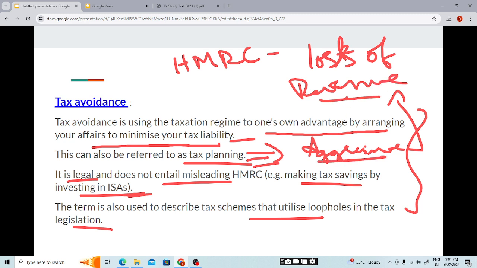We have dealt with the words tax avoidance and tax evasion. Tax evasion is the illegal way to reduce tax, while tax avoidance is the legal way, such that you are properly planning your tax so that you pay the minimum tax amount.